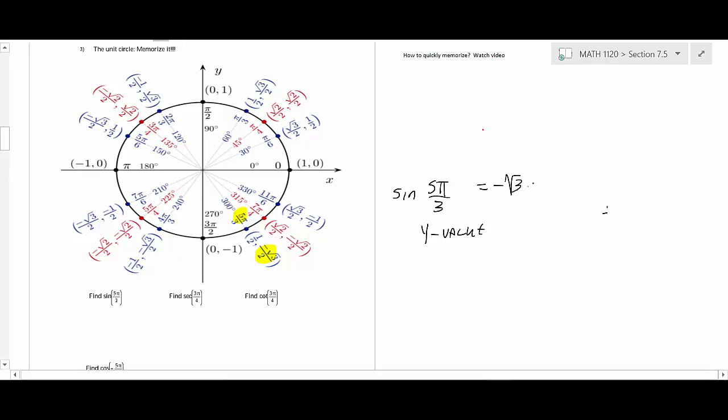It's negative square root of 3 over 2. Problem done. That's how you do it. So if you want to find a sine, all you do is look at the y value. That's it. That's how easy it is. Okay? All right? That takes care of that.